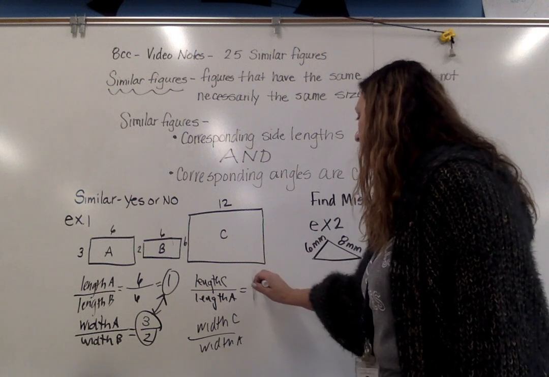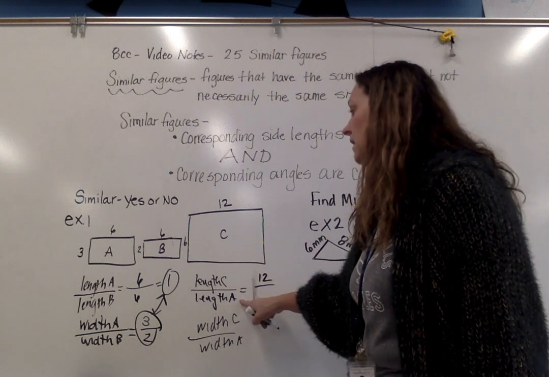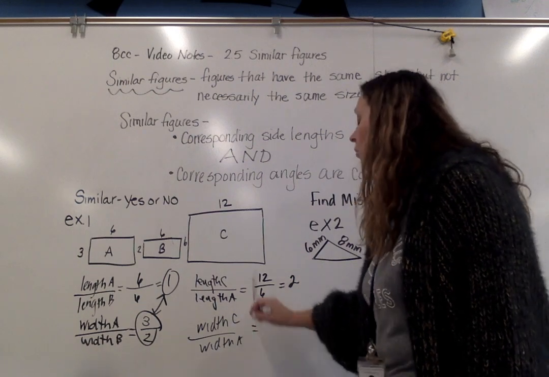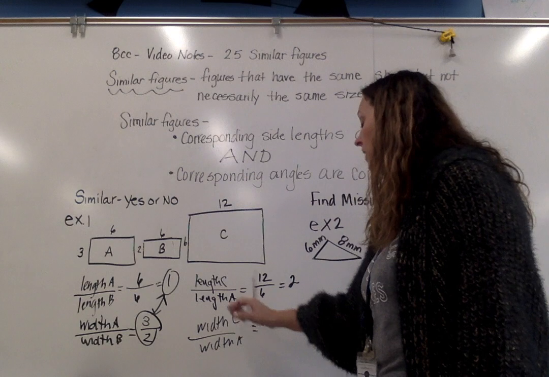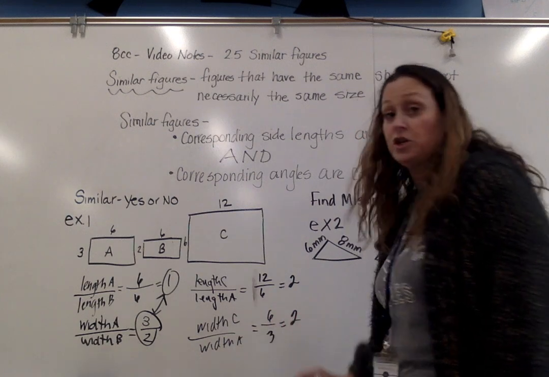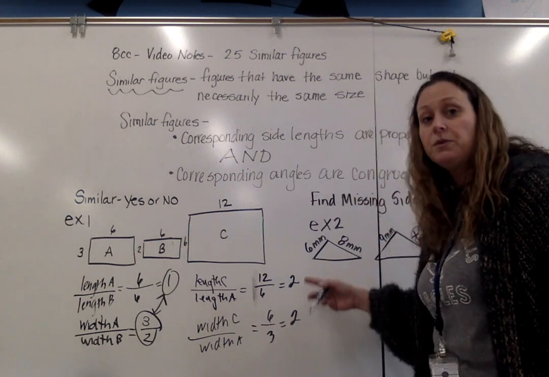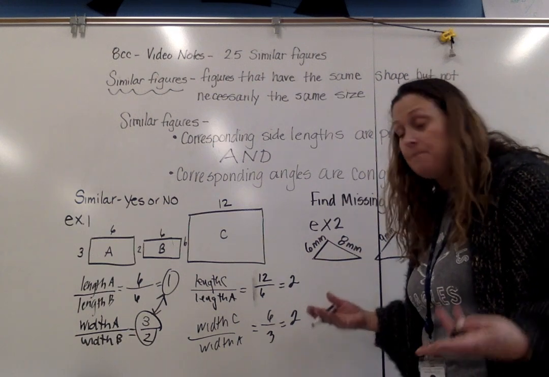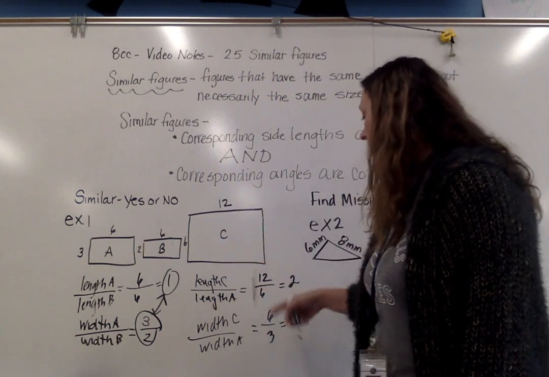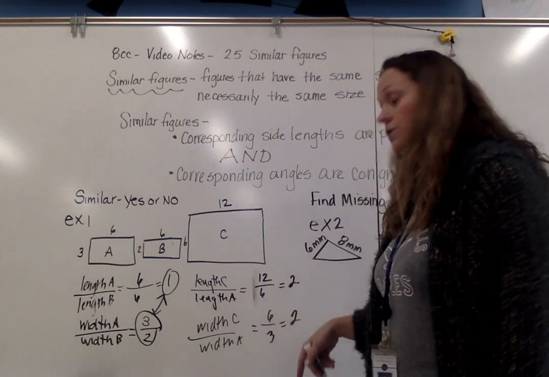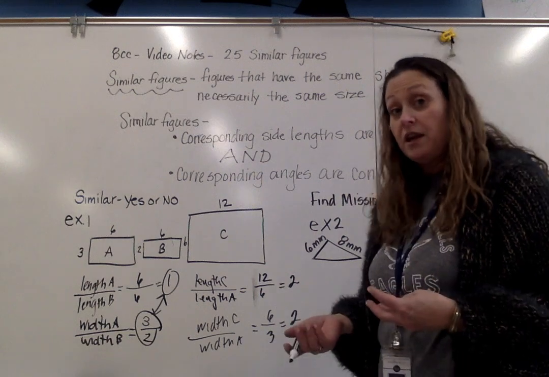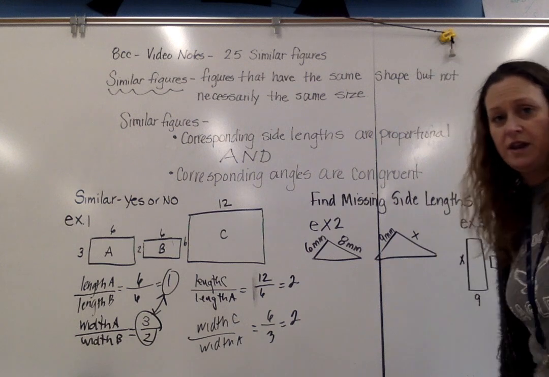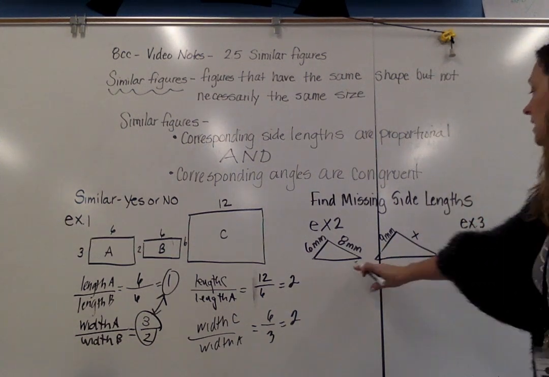So the length of C is 12. The length of A is 6. That's a ratio of 2 to 1. The width of C is 6. The width of A is 3. That's a ratio of 2 to 1. Those are similar ratios. They are proportional because they're both 2s. Right? You must set up ratios and compare those ratios. You want to make sure that when you're setting up your ratios, you're solving your proportions using equations, which I'm going to show you in the next example. So this is in example 2 and 3.